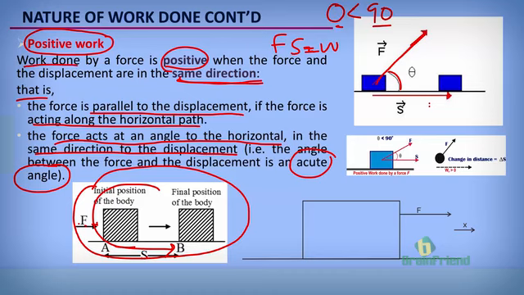For the work done to be positive, the angle between the force and the displacement must be an acute angle. Take a look at this diagram. This is the initial position of the body. It was displaced to this position, and this is angle theta. The force is at an angle theta to the horizontal. So in such a case, the work done is positive.